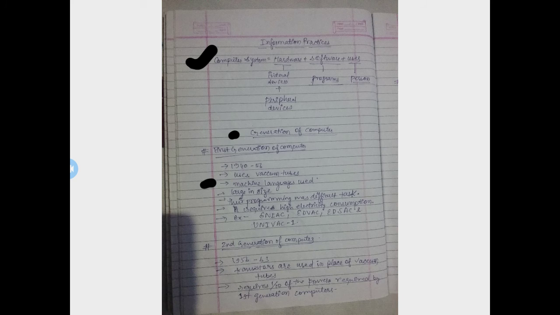In the fourth generation of computers, which is the present generation, that is 1972 to present, LSI and VLSI are used. LSI means large scale integration and VLSI means very large scale integration. Microprocessors came into existence, and large capacity hard disks were invented in the fourth generation of computers.